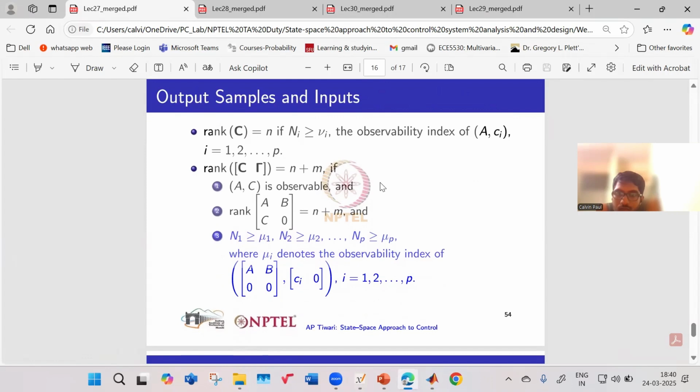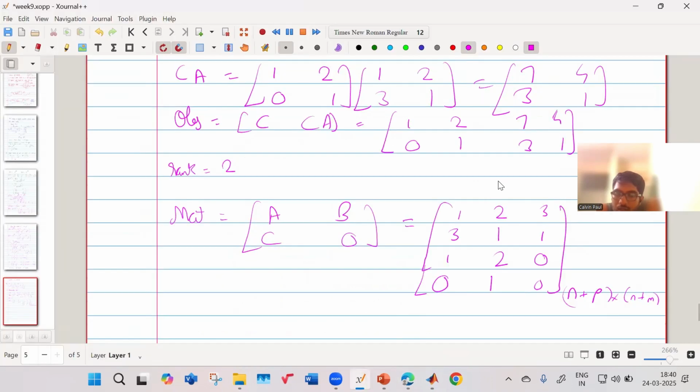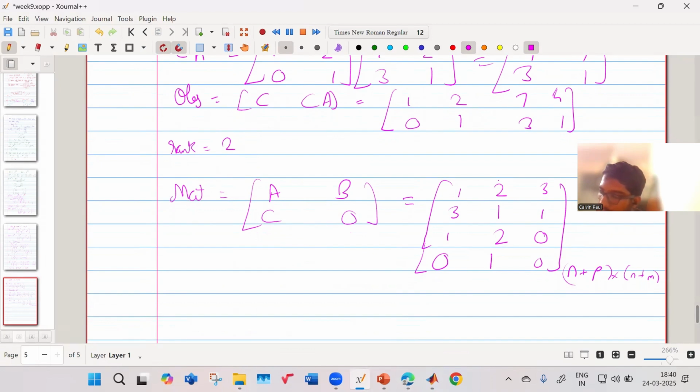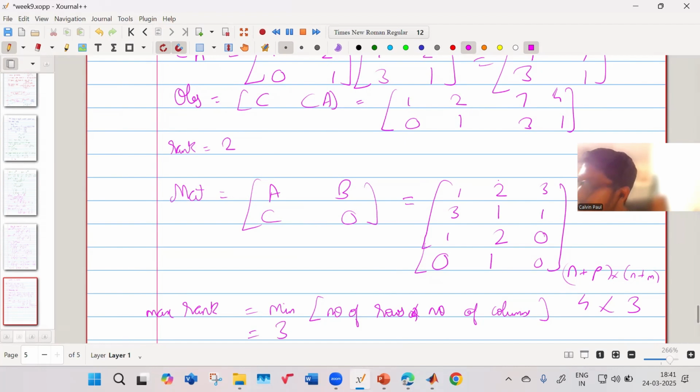Okay, so that means if you will observe, this is the matrix which we got. What is the rank? If you want to find the rank, this is actually 4 cross 3. So the maximum rank possible is the minimum of the number of rows and number of columns. So the maximum rank can be equal to 3.